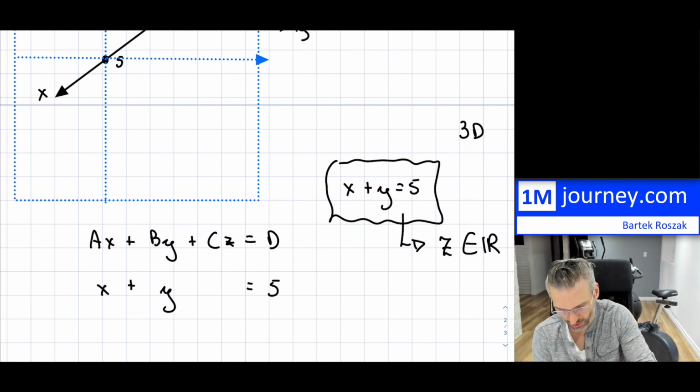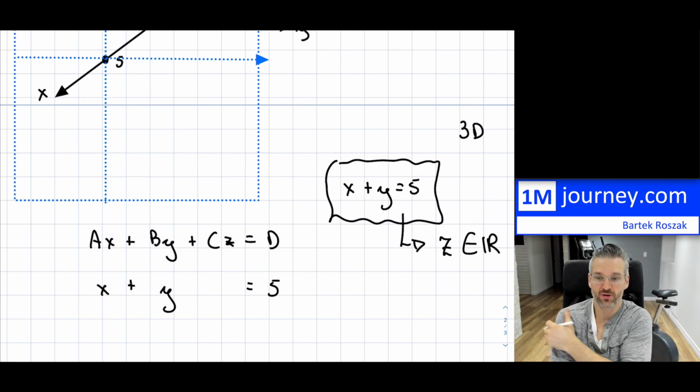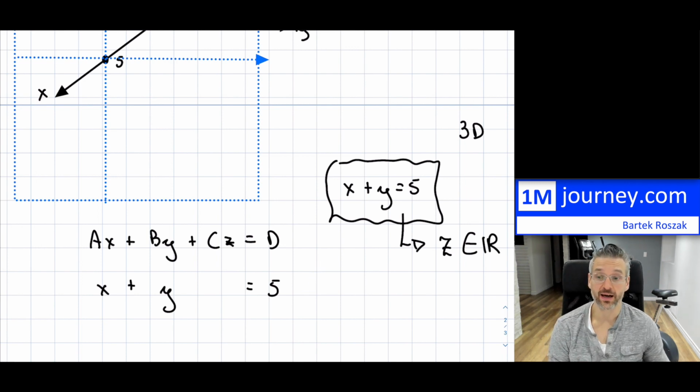And because your c right here is set to 0, no matter what the value of z is, it's still going to be 0, because 0 times any value is 0. So it's not going to change this particular equation, and it is a plane equation. It's not a line equation. And that is tricky. So now you might start thinking, okay, well, how am I going to start plotting this out for myself?